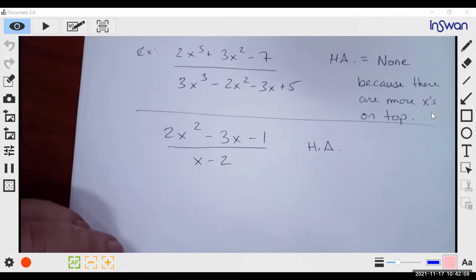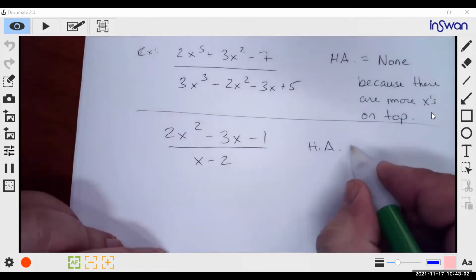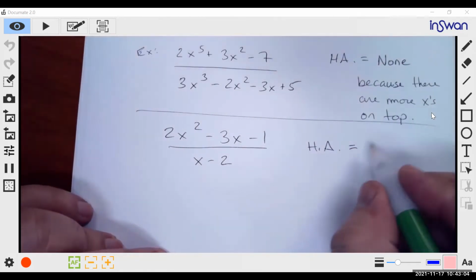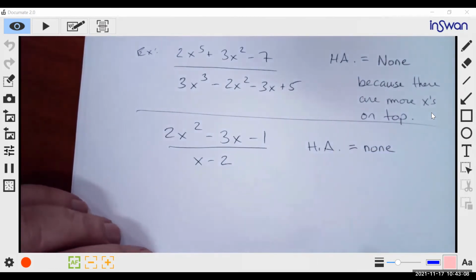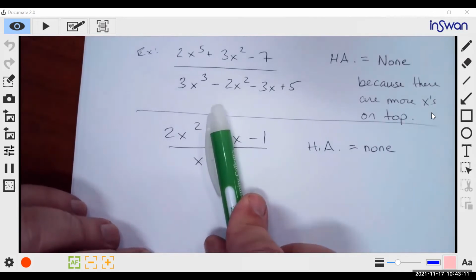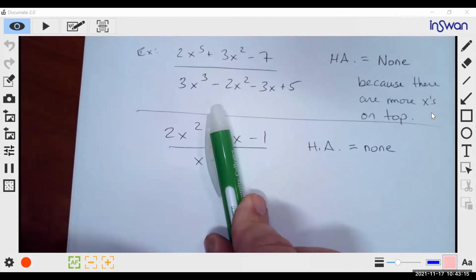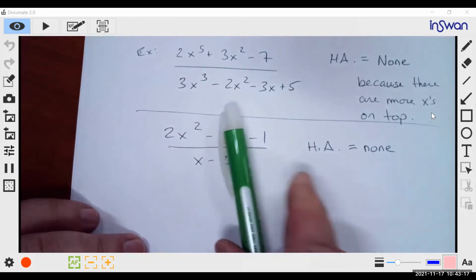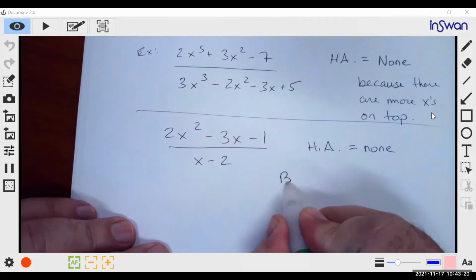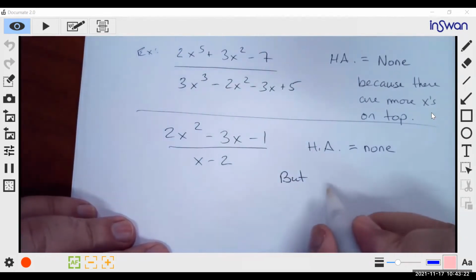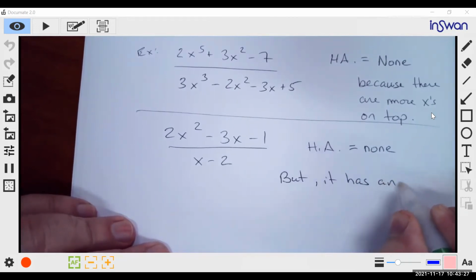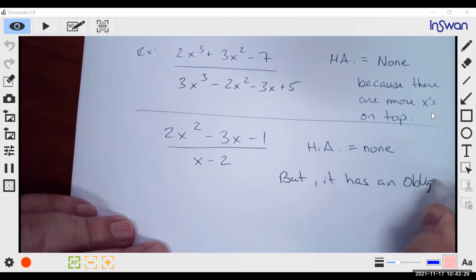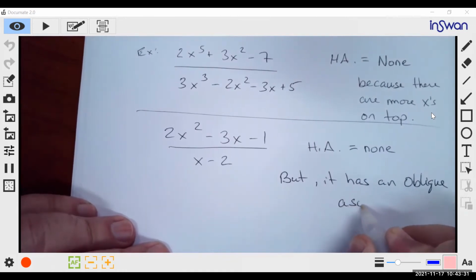Where's the answer? Again, only look at the leading term. Who has more x's, top or bottom? The top. So there's no horizontal asymptote. But it has an oblique asymptote.